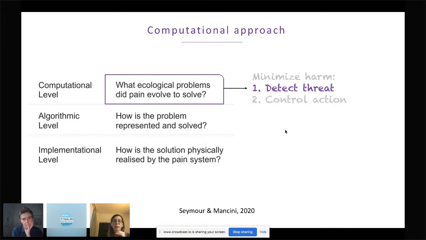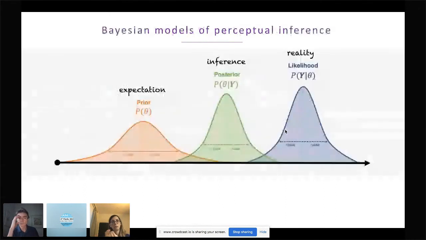So the first aspect is that we need to detect threat. And one mathematical approach: we could use current accounts of information processing based on Bayesian inference to describe how the brain does it. This is actually quite a new perspective. It hasn't been done a lot, although the fundamental concepts behind it are already present.